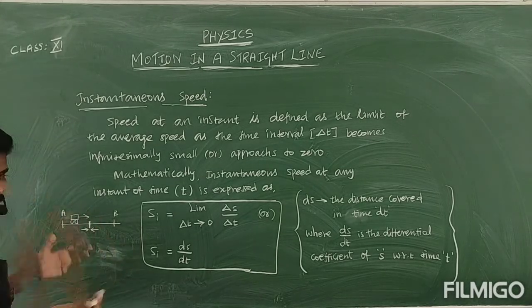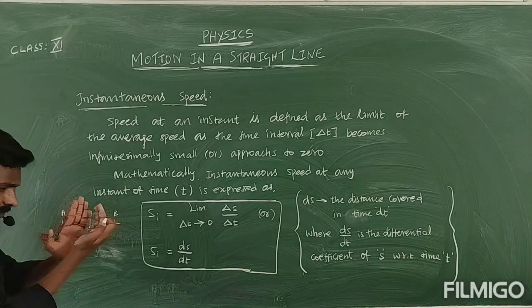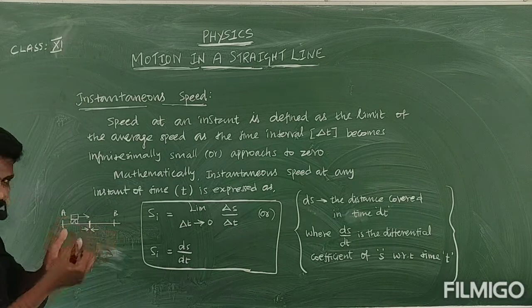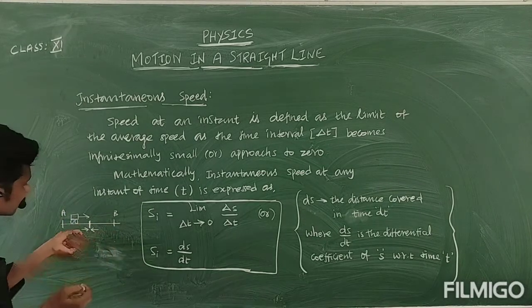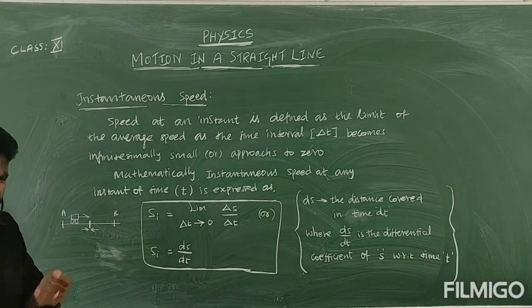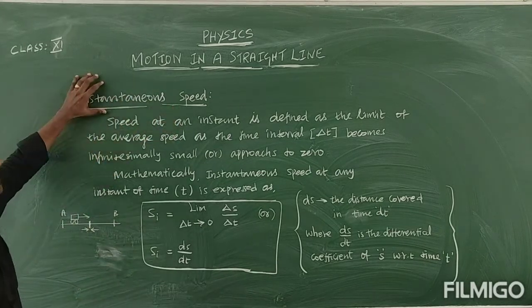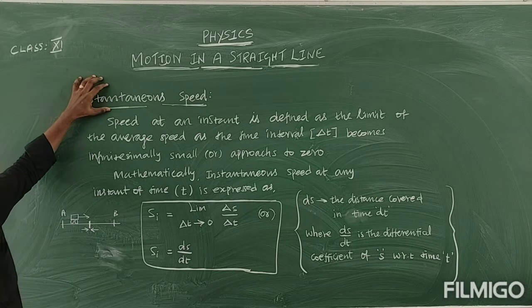What does it mean to be smaller? If the distance is reducing, the time factor also reduces, so the time factor tends to 0. The speed in that range, at that moment, is the instantaneous speed.